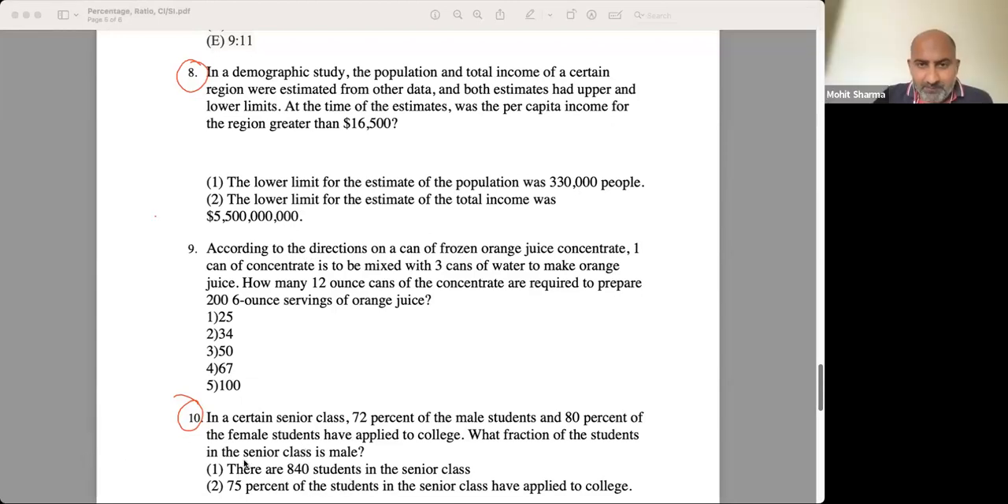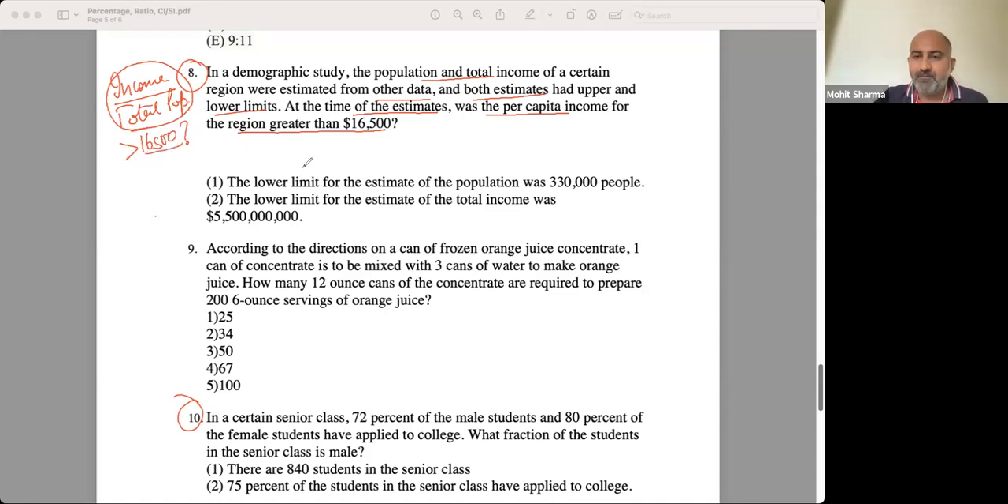Okay, let's see. 8 says in a demographic study, the population and total income of a certain region were estimated from other data. Both estimates had upper limits and lower limits. The question is whether the per capita income in the region was greater than 16,500. Per capita income is total income upon total population. That is what this per capita income is, right? So is this greater than 16,500? That's what we are checking.